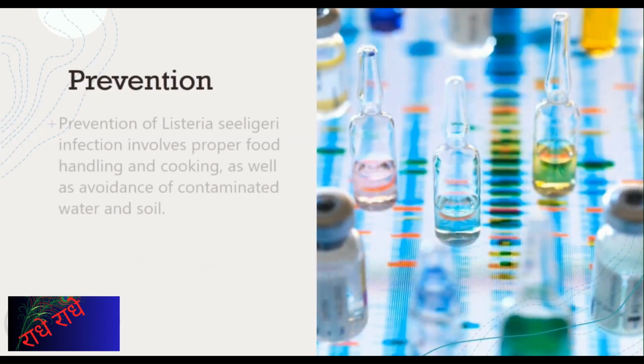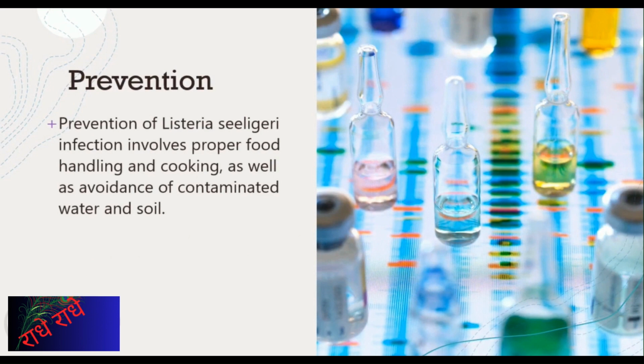Prevention of Listeria seeligeri infection is paramount for food safety. Proper food handling and cooking, avoiding sources of contamination such as water and soil, and testing food regularly can help to lower the potential risk of exposure. Awareness of the different characteristics and risks associated with Listeria seeligeri can help to detect it quickly, thereby reducing the risk of infection.